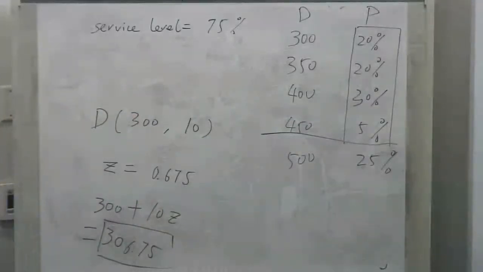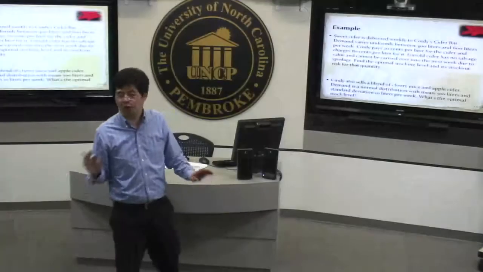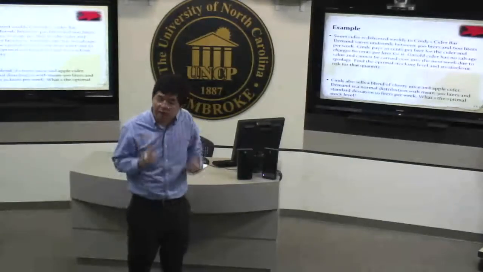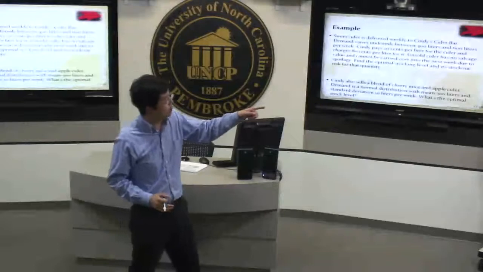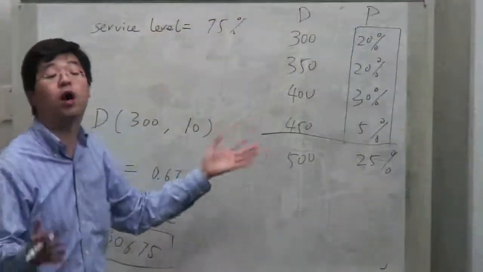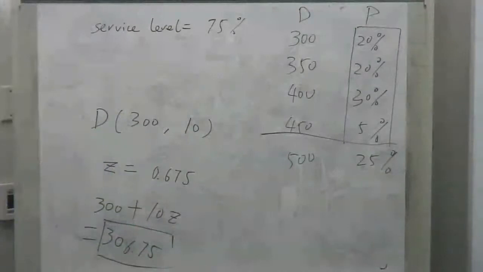You have this question in your homework. That's how I want to give you a hint. But you can see the idea is the same. Once we know the service level, and given any distribution, I don't care, discrete or continuous, as long as I know this distribution, I can find the value corresponding to this optimal service level, which is my optimal stock level. That's the idea.